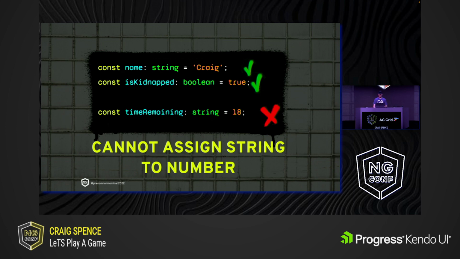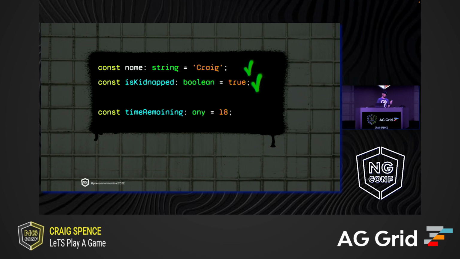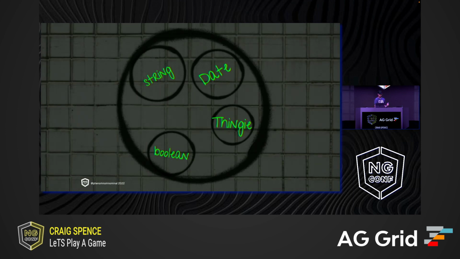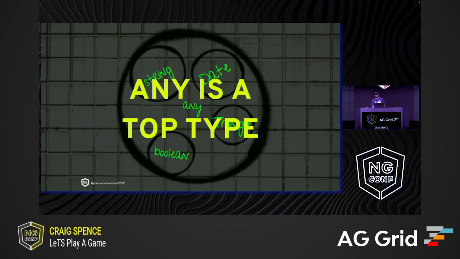If we declare a string variable and assign a string to it, the compiler will be happy. Same with booleans and booleans. If we try to assign a number to a string, the compiler complains. But if we give a variable the type any, we can now assign any value to it. Because any value can be assigned to any variable, we can put any right in the middle of the Venn diagram. In type system speak, a type that can have any value assigned to it is called a top type.